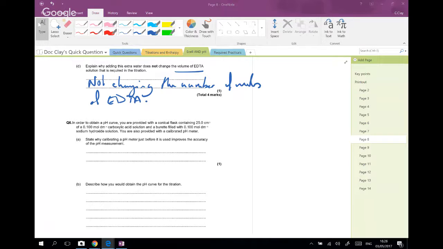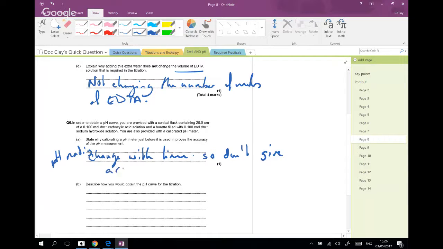Okay, question 6 then. Let's have a look. So pH meters, why should you check them for accuracy before taking measurements? Well, the reason here is that they tend to change with time. So the pH reading changes with time, so they don't give accurate readings. In other words, you have to go back and recheck them.